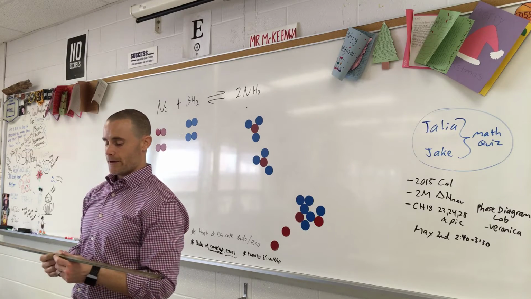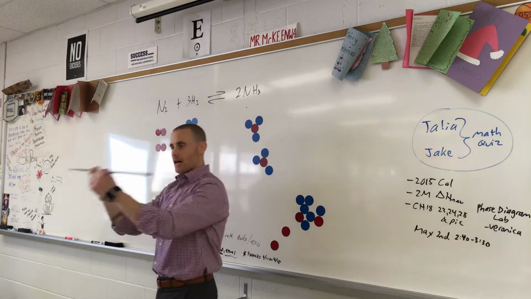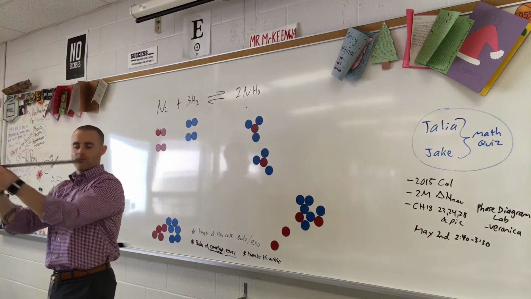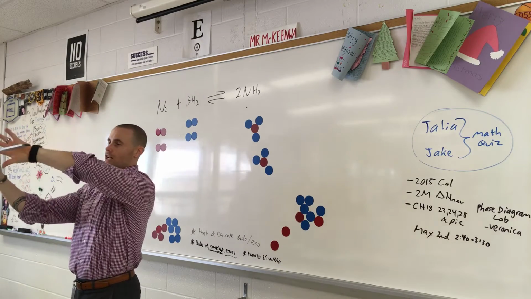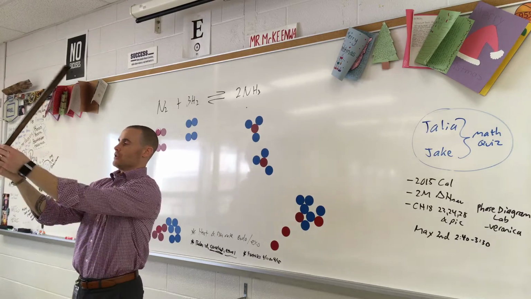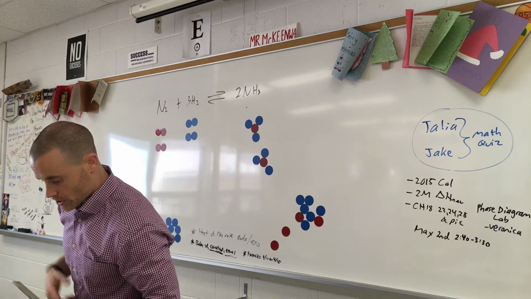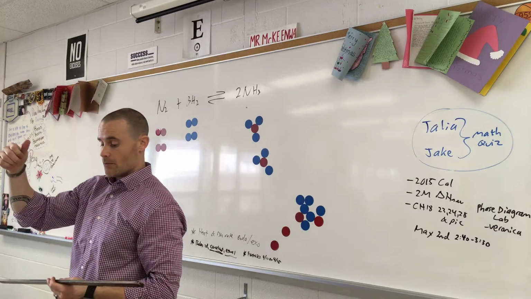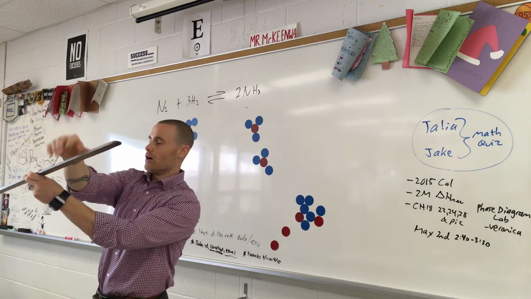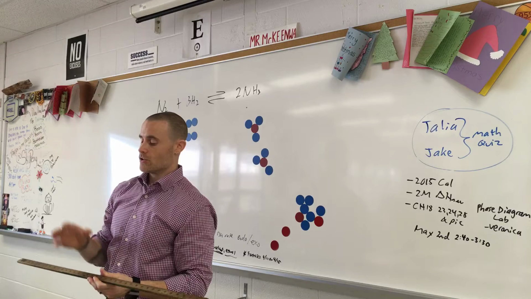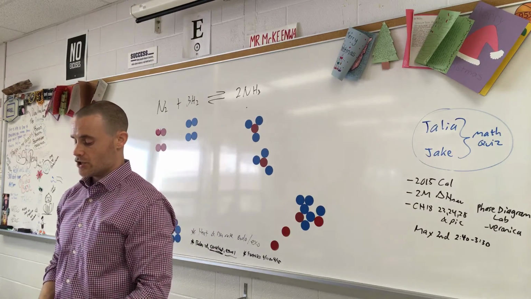Number 6, what do you think? Shifts right. Good. Again, eyes up here, stay with me. Even if you got this right, stay with me, pay attention, look at me. So we're taking HI off. This side goes up. So we're shifting right to go back to being balanced. We're shifting right, so H2 and I2 are going to decrease. We're going to use these up to make more HI. So H2 and I2 decrease for number 6, because you're making more HI, because you just removed it.